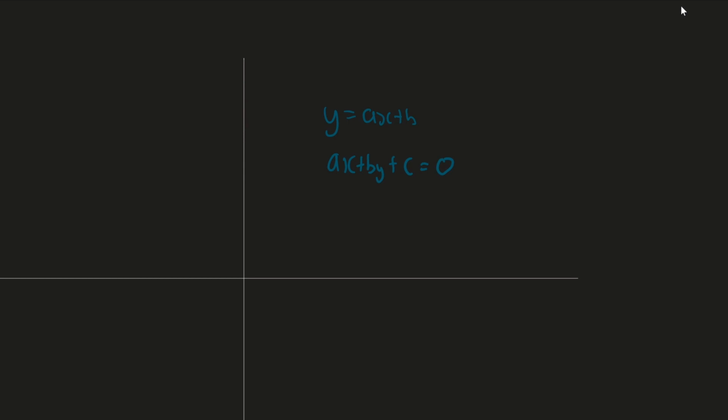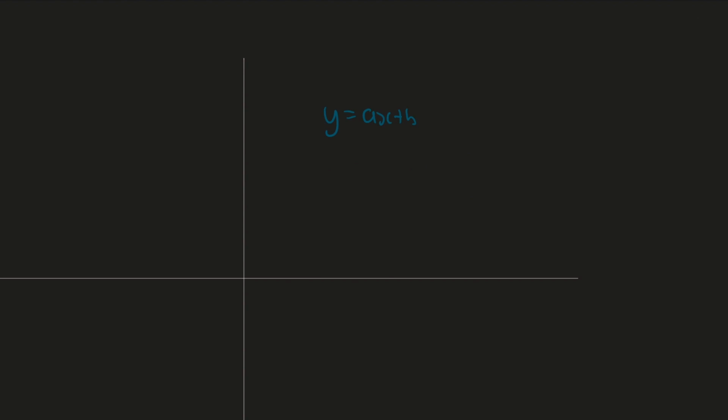Hi everyone, today we will be doing an introduction of linear equations and the two types of linear equations. The first type is y is equal to ax plus b, and the second type is ax plus by plus c is equal to 0. We will start with the first equation of y is equal to ax plus b.